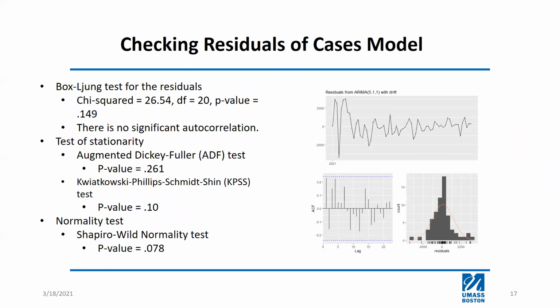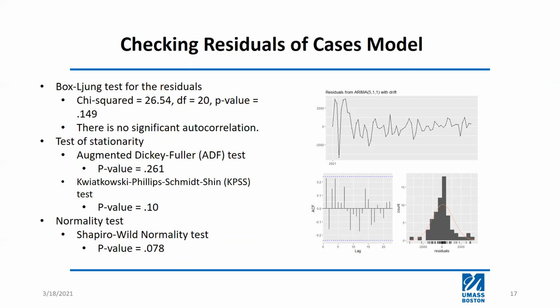Now here is the residual check for the previous ARIMA model. The ACF of the residuals are within the 0.2 bands, which means 0 minus 0.2 and 0 plus 0.2. The autocorrelation is quite small. And then the Box-Ljung test for the residuals is not significant, which means there's no significant autocorrelation of the residuals.